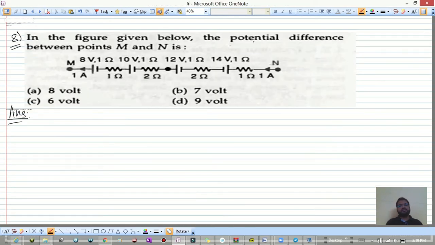In the figure given below, the potential difference between point M and N is, okay. So this is 1 ampere given. This is 1 ohm. This is the single circuit we have. This is 1 ampere. So everywhere it is 1 ampere, and internal resistance is also given. So I'll just draw the circuit once.